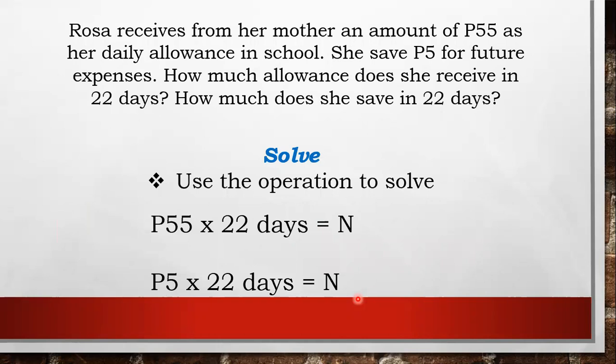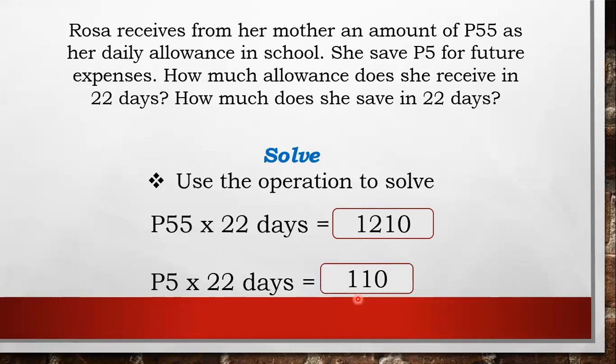Let's use the operations that we have decided to use in solving this. So 55 pesos times 22 days equals N. So let's multiply 55 by 22. That will give us 1,210. Now, let's execute the second number sentence. 5 pesos times 22 days equals 110.